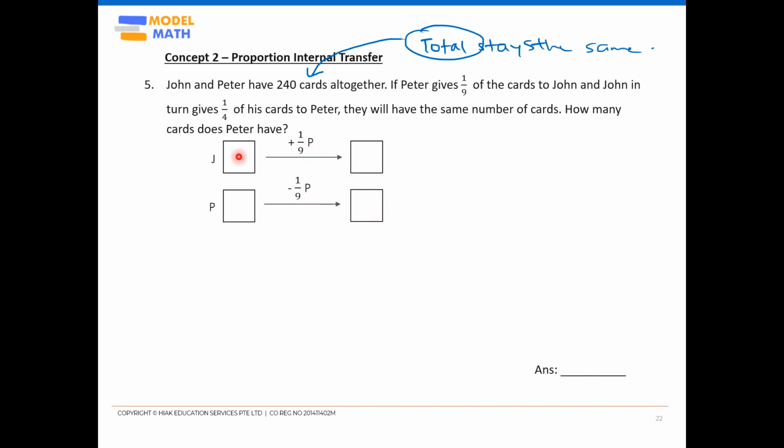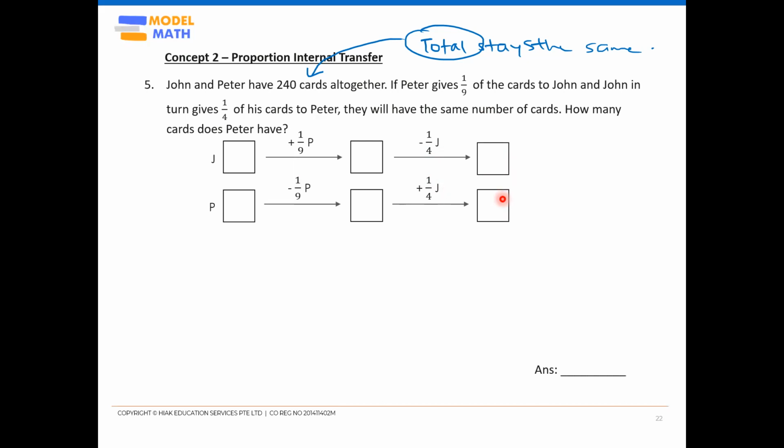Now we can go on to do the second change. This time John gives a quarter. So John is minus 1/4 J, because it's from him, and this will be given to Peter, so it will be plus 1/4 J. Again, I put J, the same fraction and the same letter, because it still belongs to the same person who has given it away. And in the end, it's the same number of cards. So this is the end.